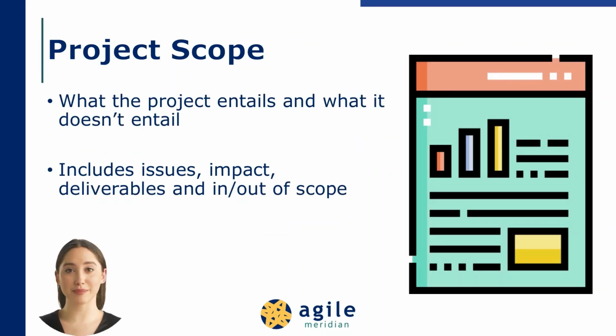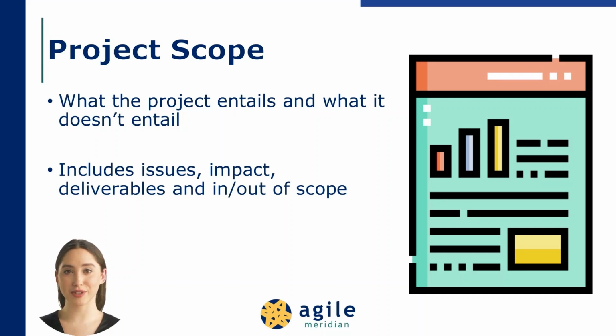One of the most important parts of the charter is the project scope. This defines exactly what the project entails and what it doesn't. What it doesn't entail is out of scope, meaning that these things are not handled by the project manager and team, but by someone else. In other words, the project sponsor needs to use their own resources to get these things done.